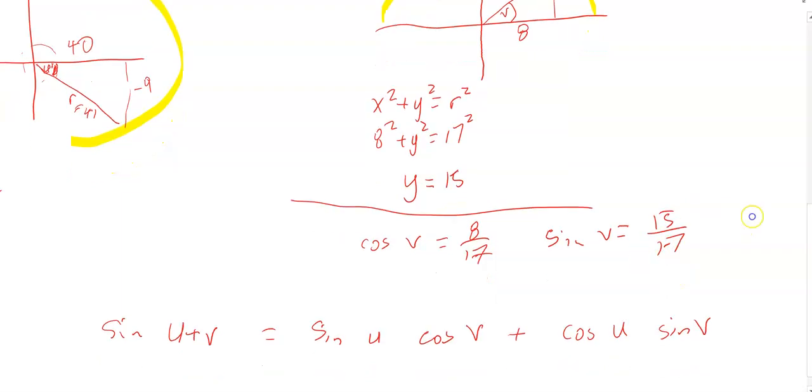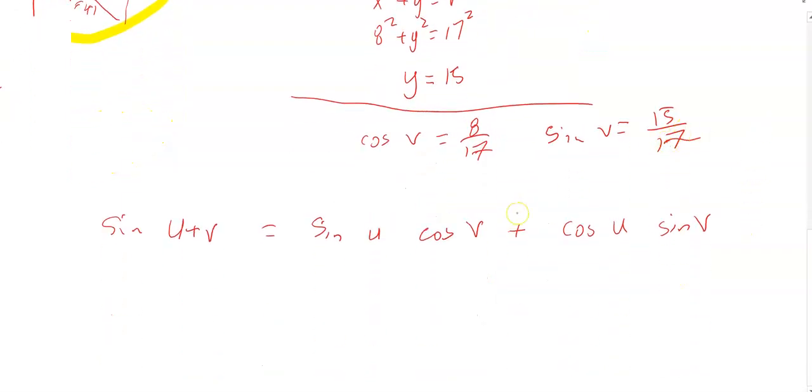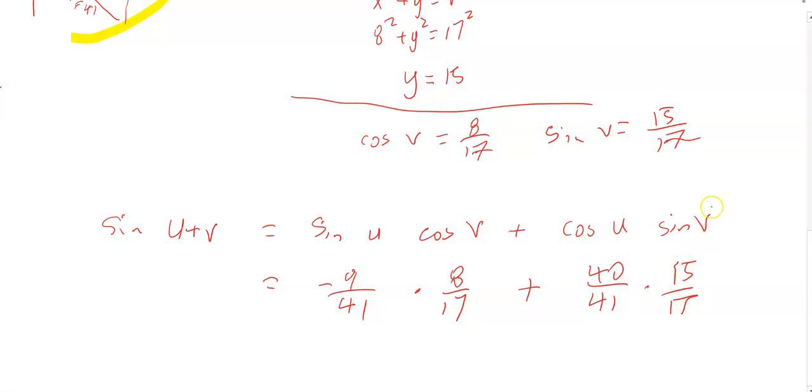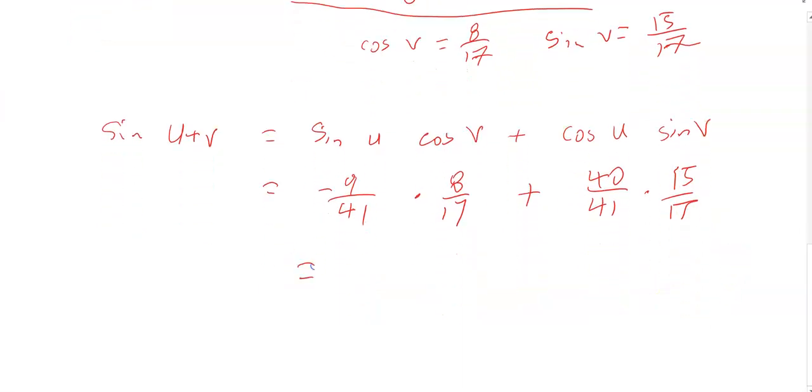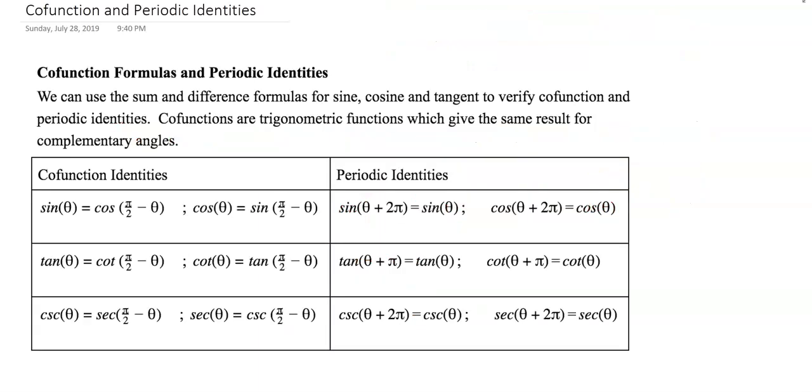And then we plug these in. So we have sine of u, negative 9 over 41, times cosine of v, 8 over 17, plus cosine of u, 40 over 41, times sine of v, 15 over 17. And then we multiply through and simplify, and we end up with 528 over 697.